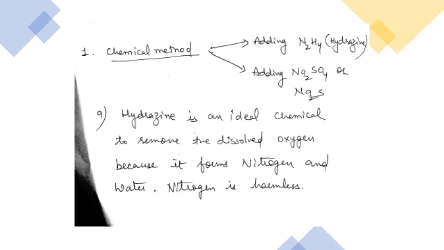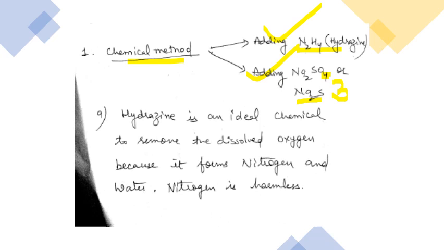So first we see the chemical method for the removal of the oxygen content. The first is hydrazine. The second is sodium sulfite. This is not 4 here, it is 3: Na2SO3, sodium sulfite, and the sodium sulfide. Okay, so these are the chemicals we can use for the removal of the dissolved oxygen. The first is by adding the hydrazine, and the second is by adding the sodium sulfite or the sodium sulfide. Understood?